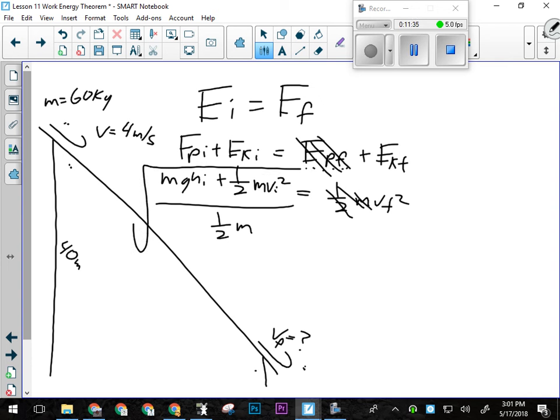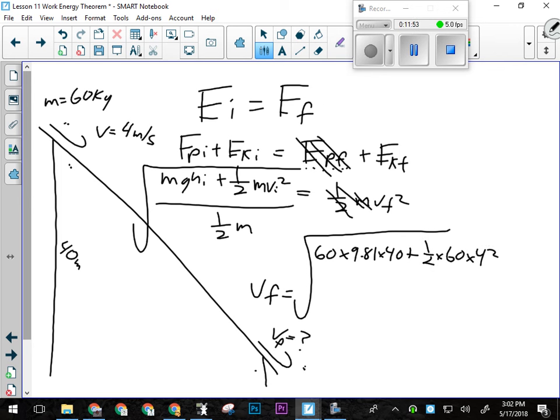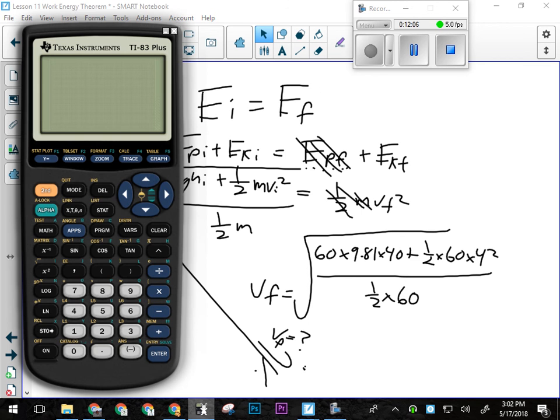All right, so basically what we're saying is the final speed here is going to be the square root of 60 kilograms times 9.81 times 40, so that's my initial potential energy, plus 1/2 times 60 times 4 squared, my initial kinetic energy, divided by 1/2 times 60. If I do that, that should tell me how fast this sled is moving at the bottom of the hill.